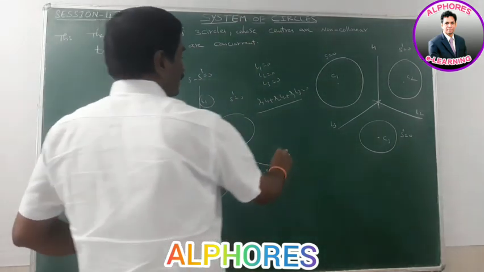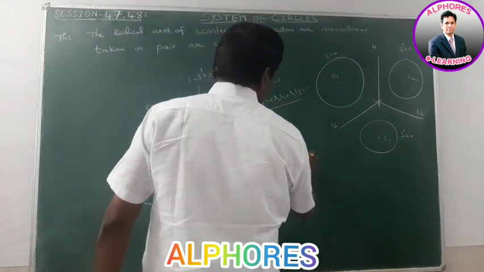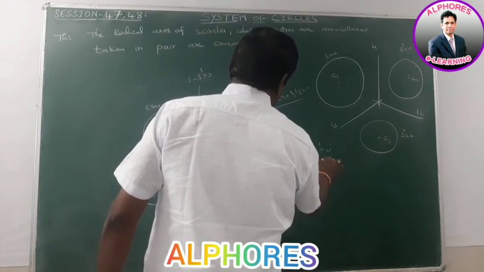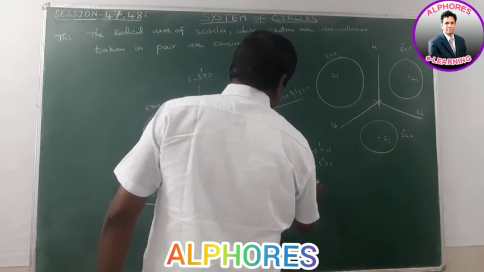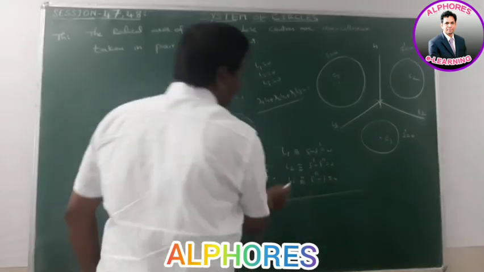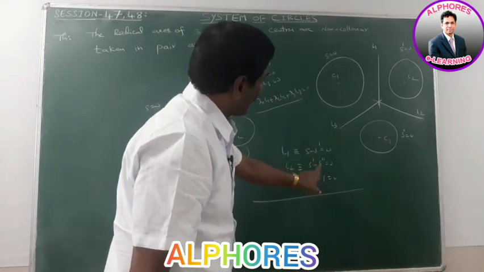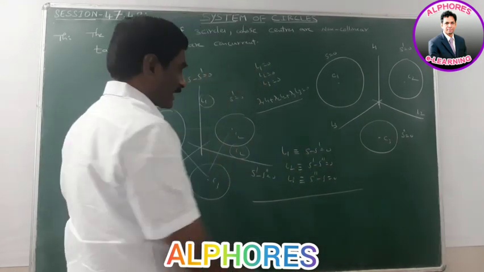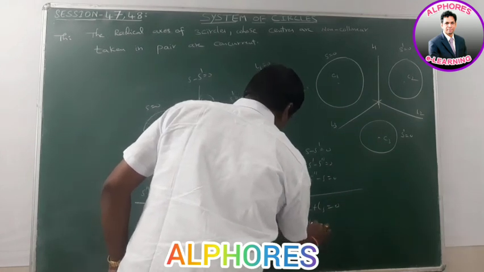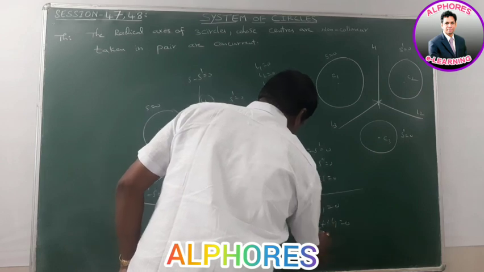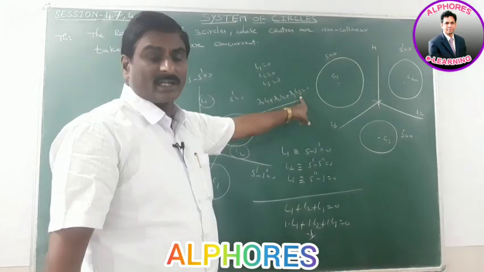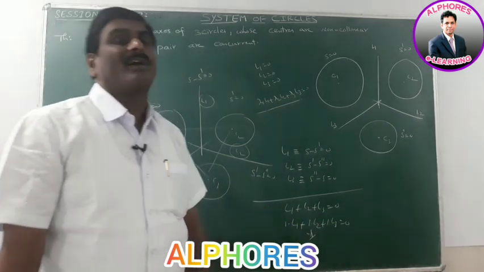Okay. The radical axis of the first 2 circles, L1, is S minus S dash is equal to 0. Second one is S dash minus S double dash is equal to 0. Third one is S double dash minus S is equal to 0. Please observe these points. By adding these 3 equations, S cancels, S dash cancels, S double dash cancels. That means L1 plus L2 plus L3 is equal to 0. That means 1 into L1 plus 1 into L2 plus 1 into L3 is equal to 0. Please observe this equation. It is in the form of lambda 1 L1 plus lambda 2 L2 plus lambda 3 L3 is equal to 0. That means L1, L2, L3 are concurrent.